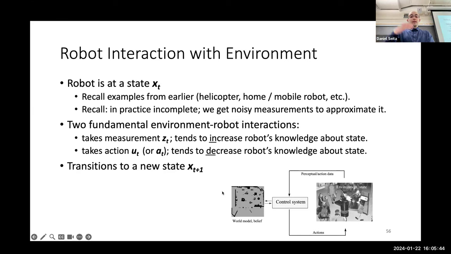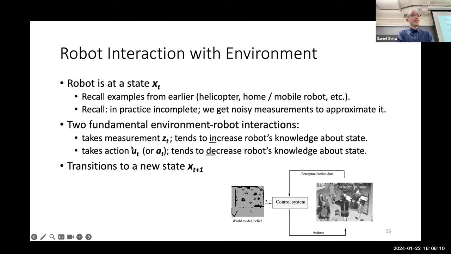When the robot interacts with the environment, it takes a measurement, which tends to increase the knowledge. You can always ignore it and then you have the same knowledge, but if you take in new knowledge, it usually increases. And then when the robot takes an action, it will usually decrease knowledge of the state until we query the sensors again to get the next updated signal.